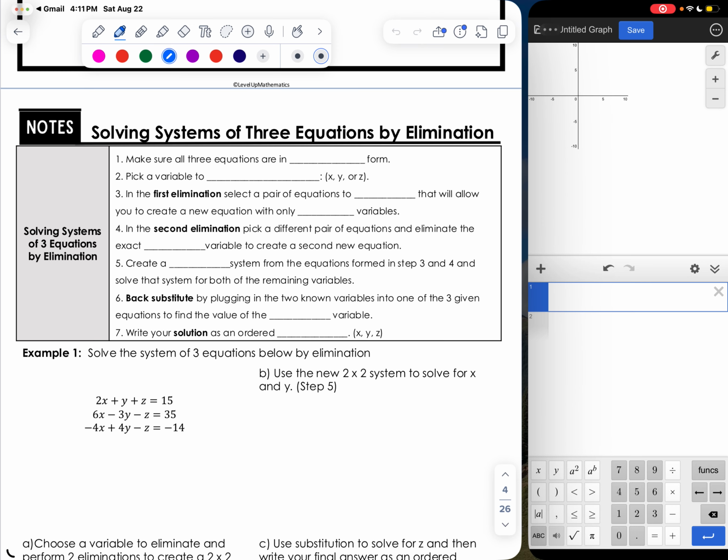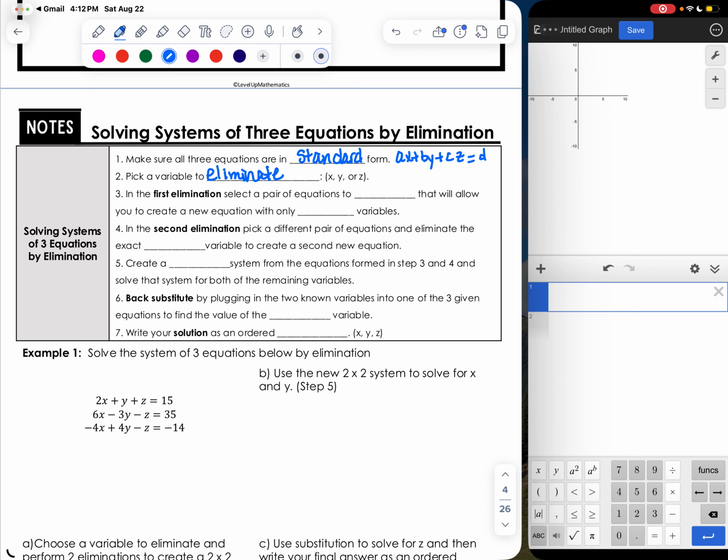So, step 1 is you want to make sure all 3 equations are in standard form: AX plus BY plus CZ equals D. The second thing you want to do is pick a variable to eliminate. When you're choosing which variable to eliminate, it could be X, Y, or Z. You just want to pick the easiest one to eliminate. And we'll talk in a moment about how to decide which one is easiest.